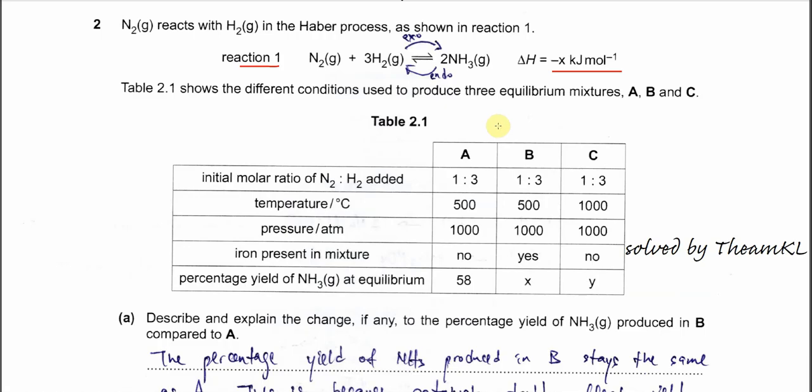Now, in table 2.1, there are 3 equilibrium mixtures, A, B, C. So later we refer to this table to solve the question.